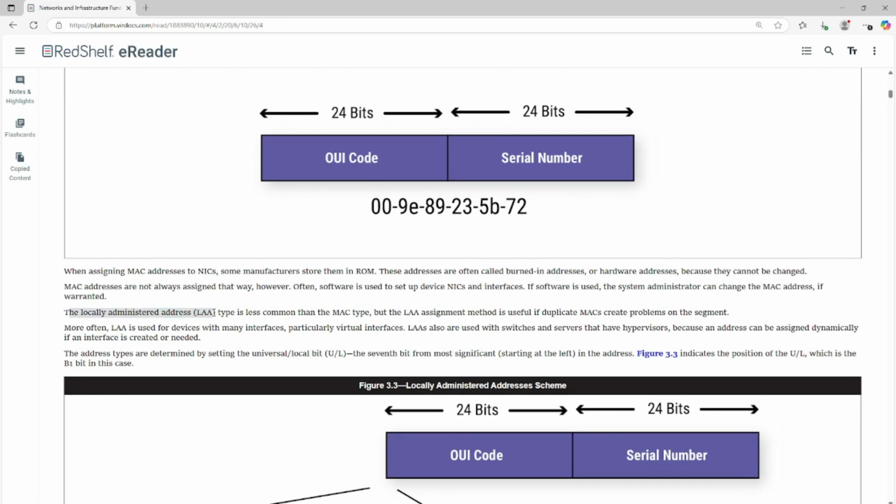The logically administered address type is less common than the MAC type, but the LAA assignment method is useful if duplicate MACs create problems on the segment.